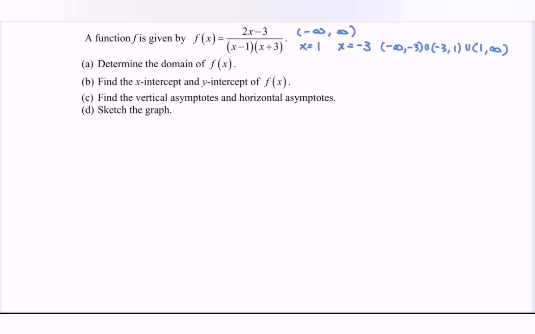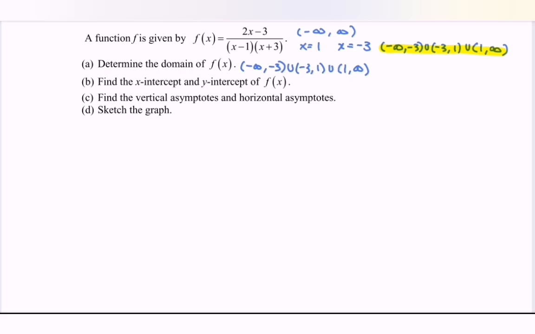So we have the numerator, negative infinity until infinity, intersect with the denominator. So the domain would be negative infinity until negative 3, union negative 3 until 1, union 1 until infinity, where negative 3 and 1 are not included.